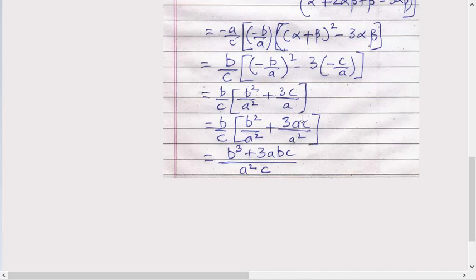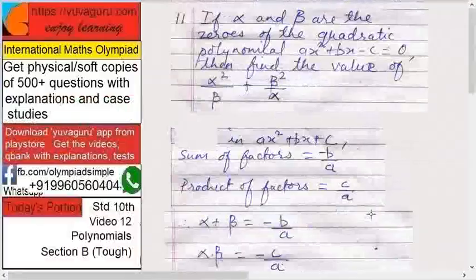Why did we do a square? Because a and a square, we have to combine them. Okay, so it becomes what? b into b square plus 3ac, right? The whole upon, see this, c into a square. Okay, we'll solve this. So I have directly solved it, jumped two steps basically. b cube plus 3abc upon a square c. That is the required answer. Okay.